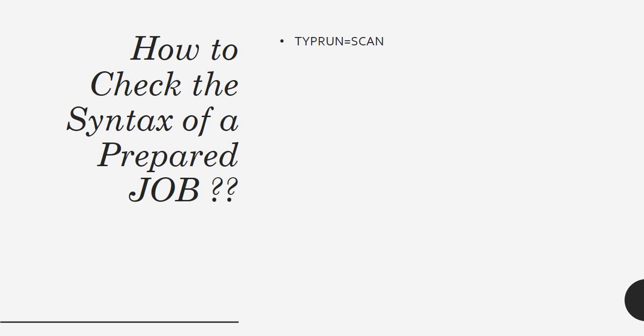So state straight that this is a keyword parameter that is used only at the job card level. It is not used at the EXEC level or at the DD level. It is only used at the job card level, and it will scan the JCL to check the syntax of the JCL. And you can give examples as well, so how you can test this. To show you practically, let me connect to the mainframe and show you.